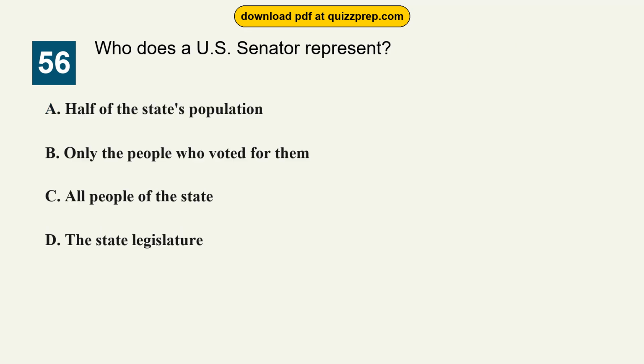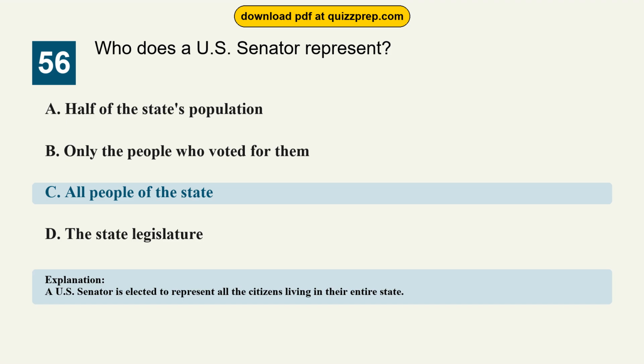Question 56. Who does a U.S. Senator represent? Option A, half of the state's population. Option B, only the people who voted for them. Option C, all people of the state. Option D, the state legislature. The correct answer is option C, all people of the state. A U.S. Senator is elected to represent all the citizens living in their entire state.